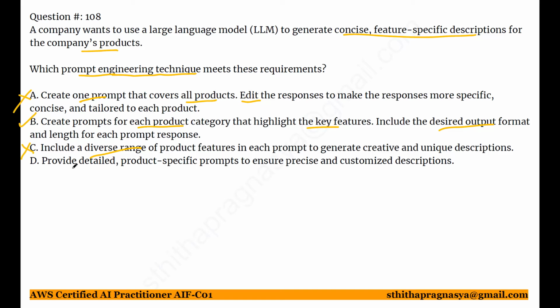And finally, option D, while detailed product specific prompts ensure precise and customized outputs, they can be time consuming and less scalable for companies with many products. This method sacrifices efficiency for precision, so this is not the best choice, as it is less efficient compared to category based prompts. So what is the right answer? Option B.